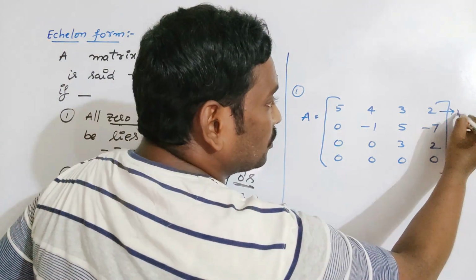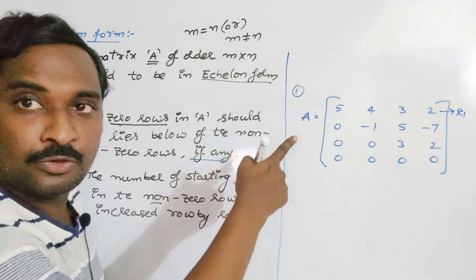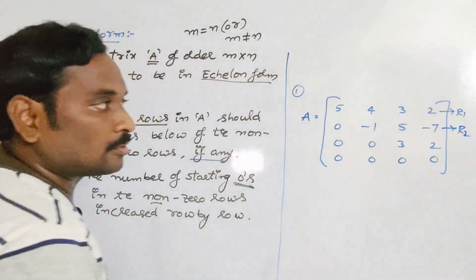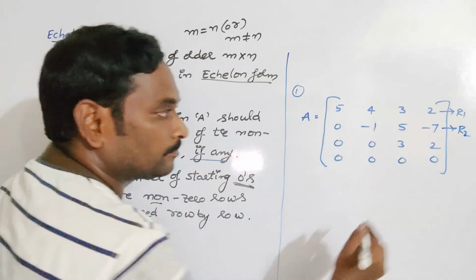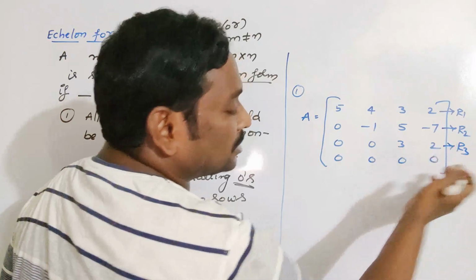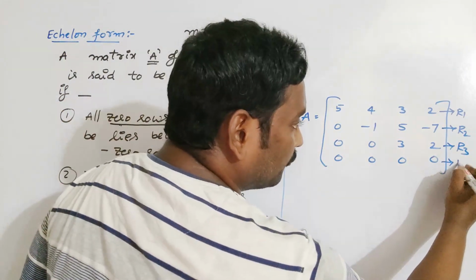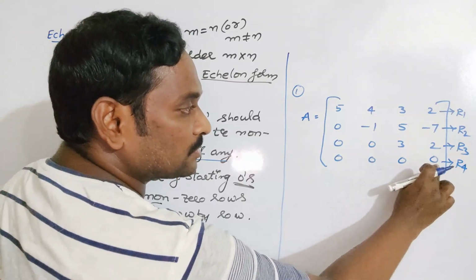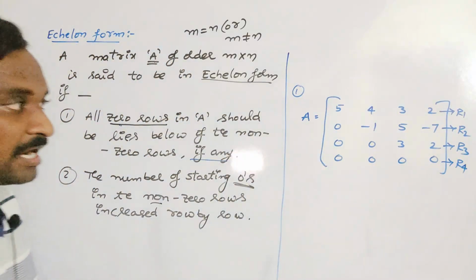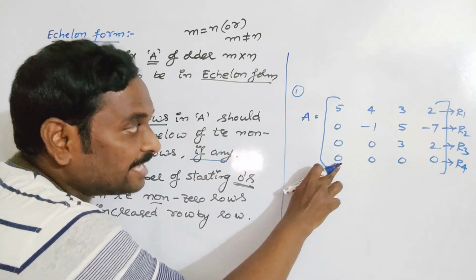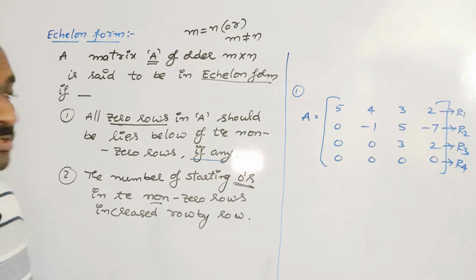Clearly, this is the first row. This is a non-zero row. This is the second row, also a non-zero row because all elements are not zero. Row 3 is also a non-zero row. But row 4 is a zero row because all elements in this row are zeros. So we are observing that this zero row is lying below the non-zero rows. So the first condition is satisfied. And what about the next one?